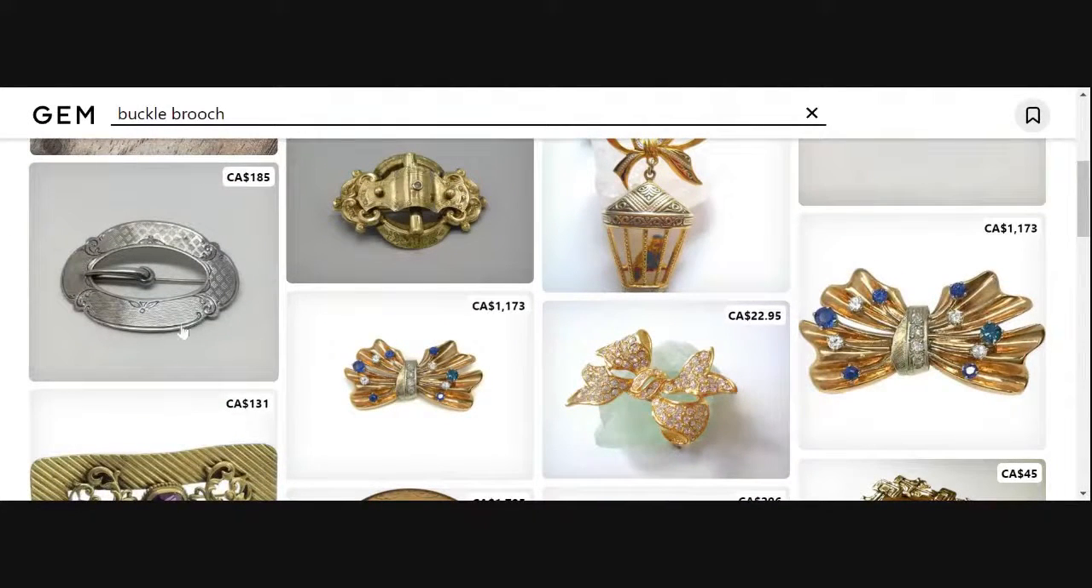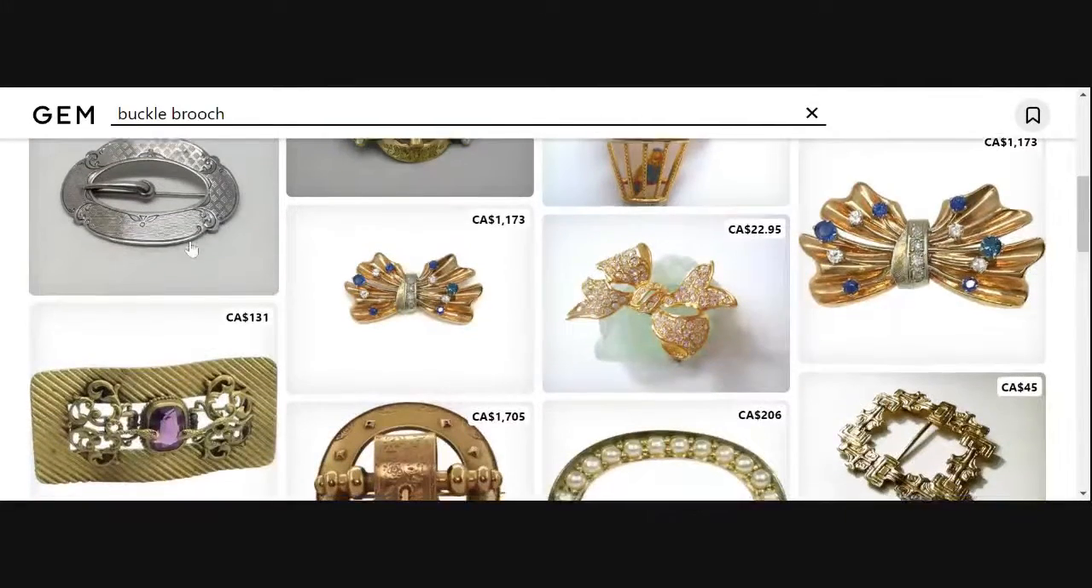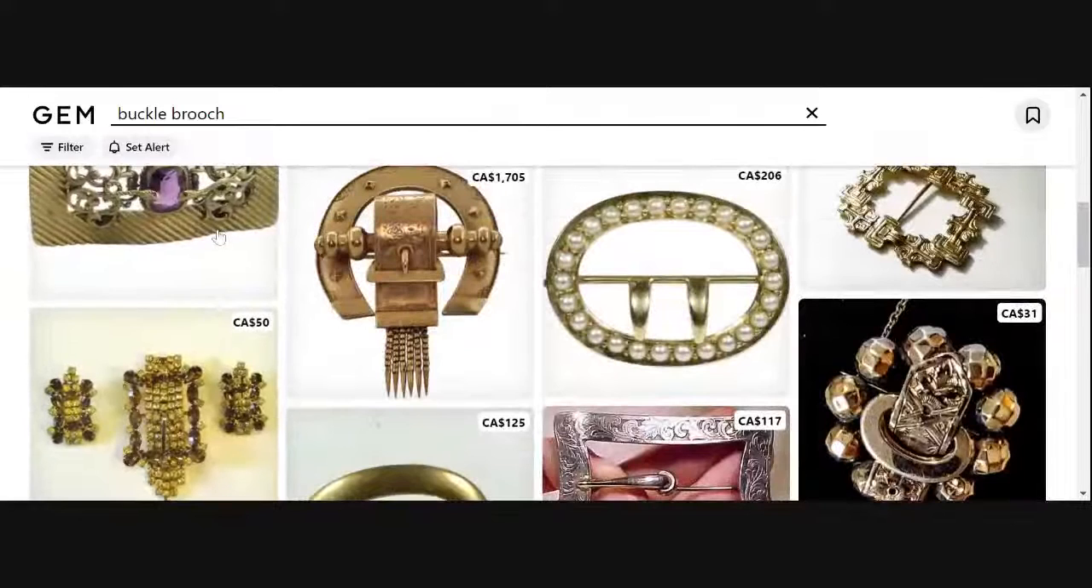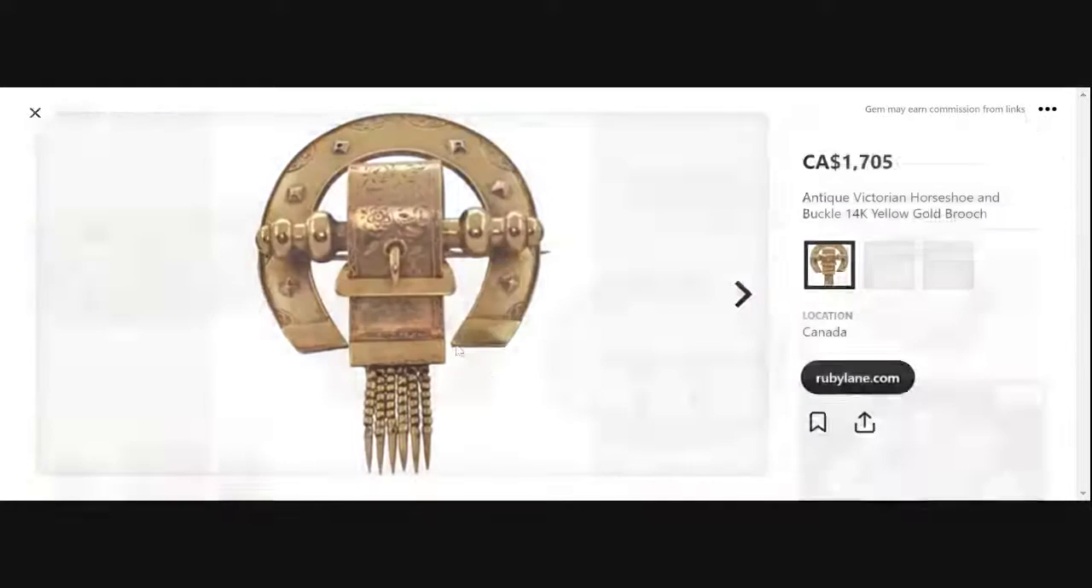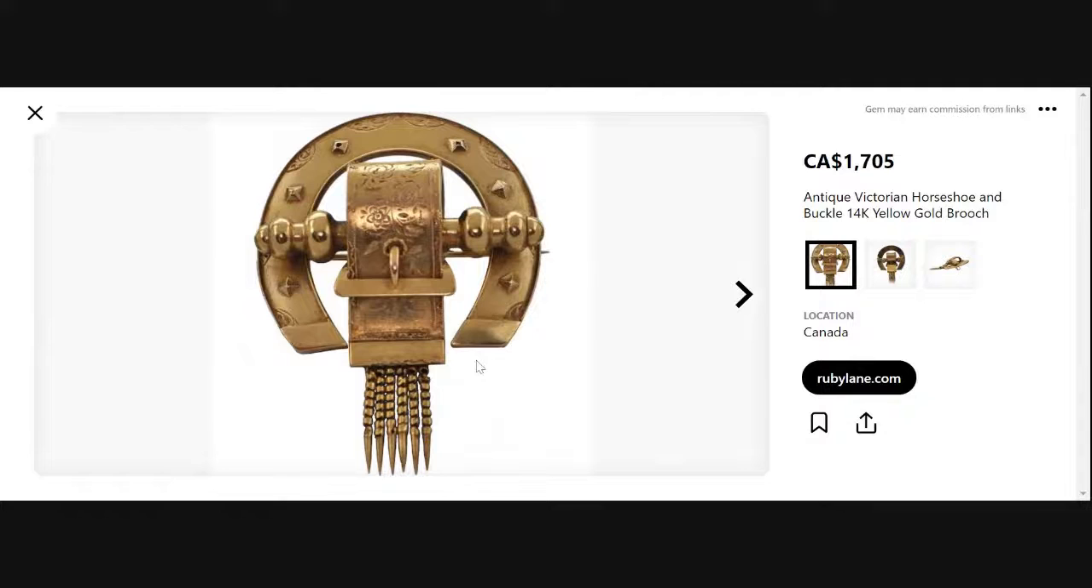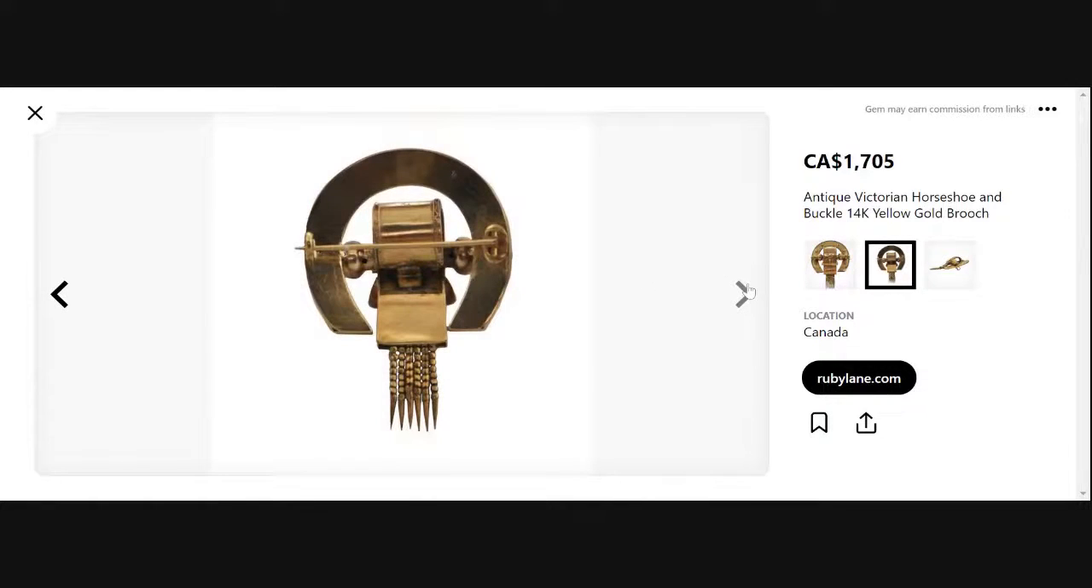Now, it is common to find brooches like this, similar to the examples that I showed today. Really nice large pieces. Here's a fun piece. A horseshoe, we've got dangles, we've got that buckle, all in one. So this, I'm just going to click on it, is a nice, very typical antique Victorian piece. Beautiful to look at. I'm just going to click through. It is available on Ruby Lane if you want more information.